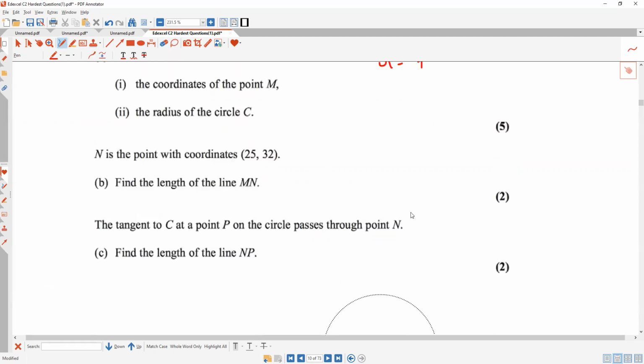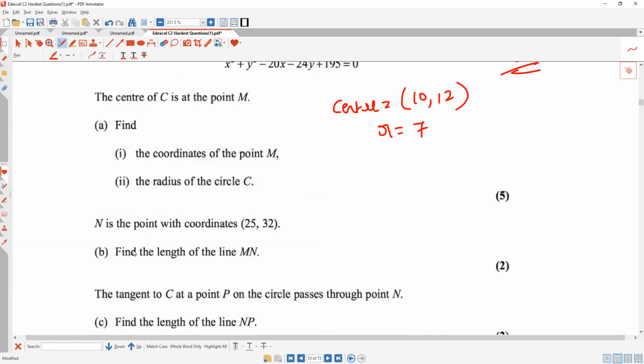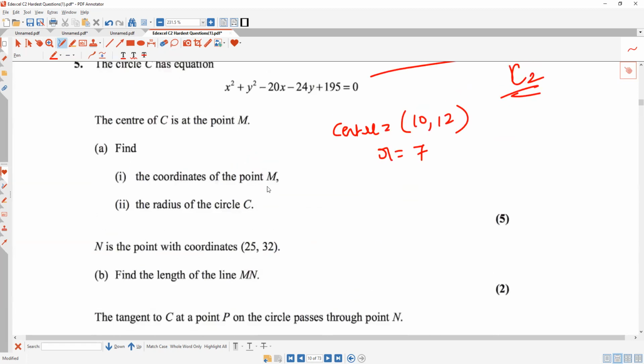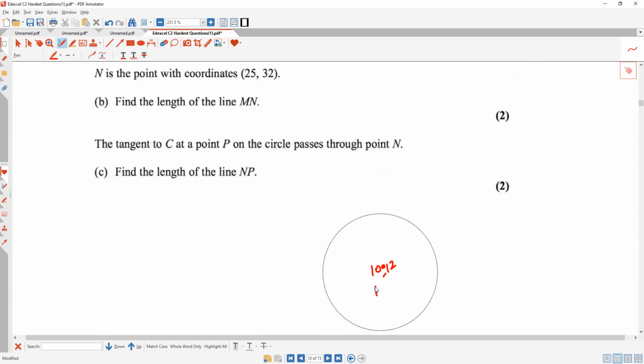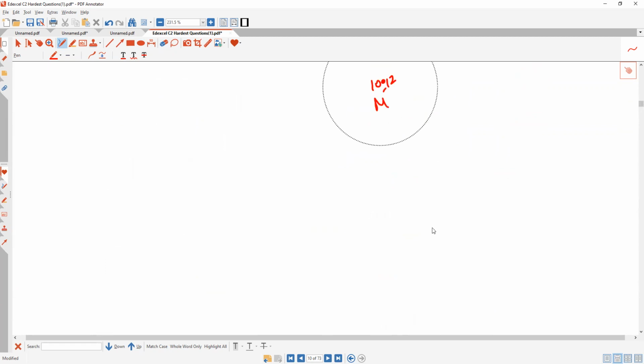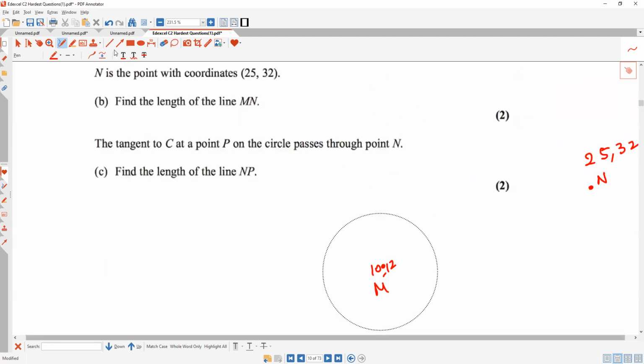Then it has a point N. Okay, the coordinates of point M, the center. This is M. Let's say this is N. N is 25, 32. Because they asked us to find the length MN, let's find the length MN over here. How much was the MN you guys got, by using the distance formula? 25.